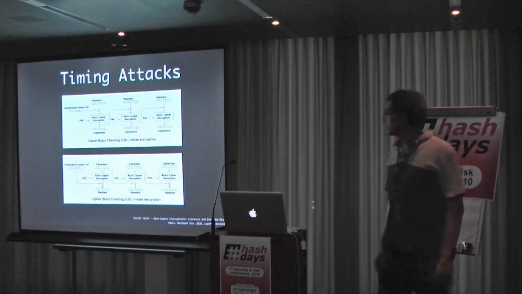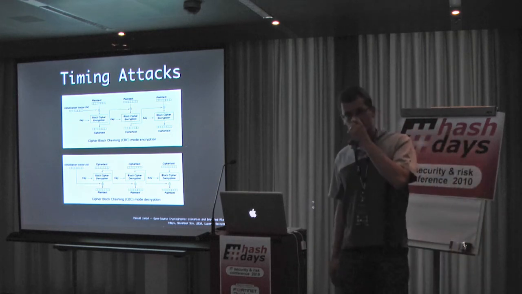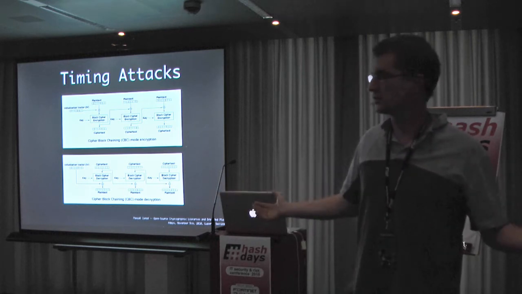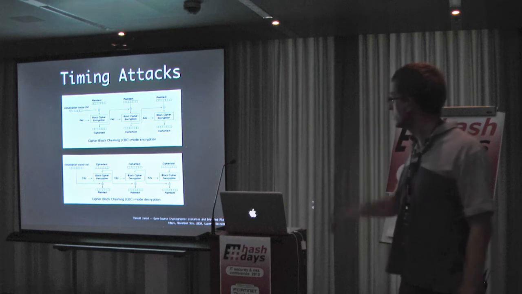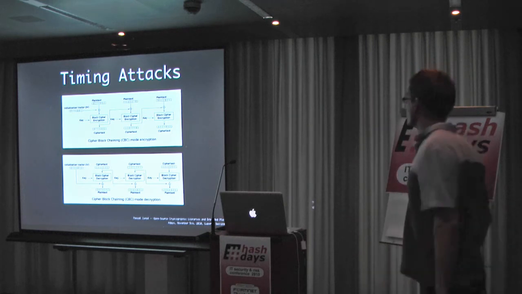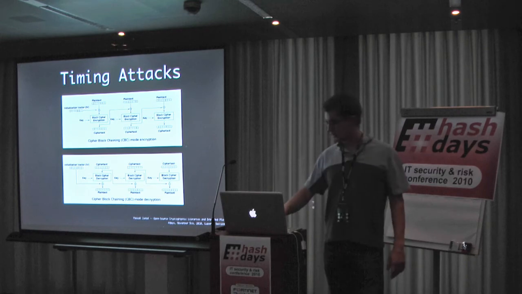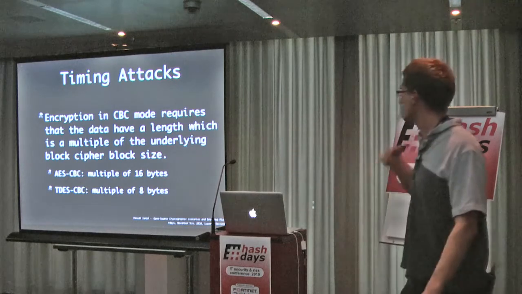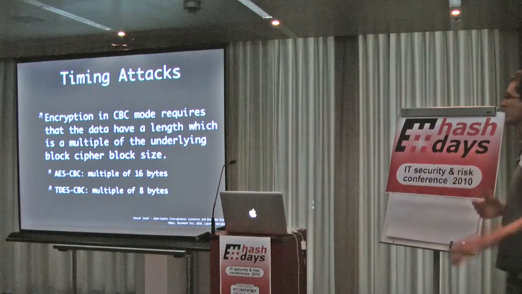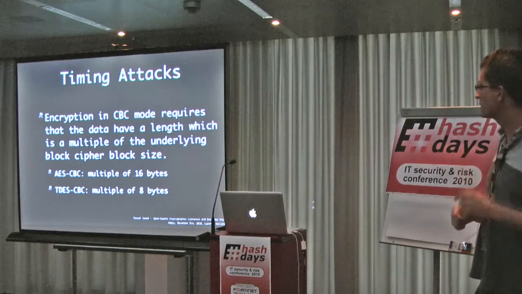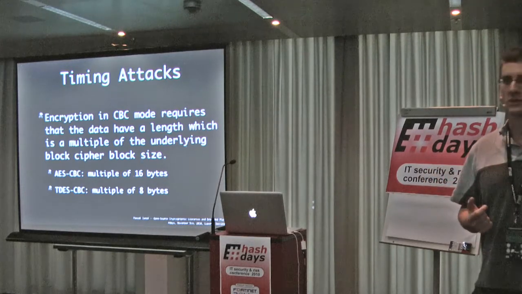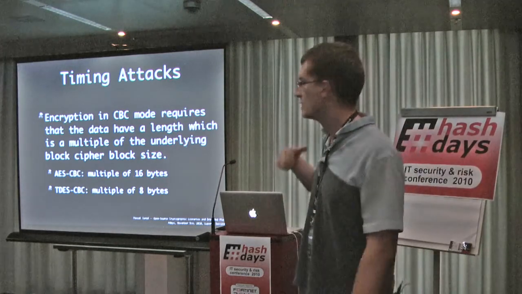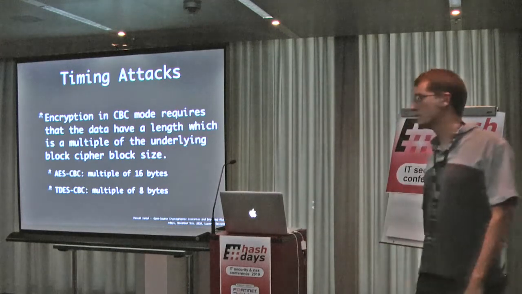We can find timing attacks also in other cryptographic components. Let's take, for instance, the CBC encryption mode, which allows to encrypt large data sets using a small block cipher. And everybody knows about the CBC mode. And basically, there is a small practical issue with the CBC mode. It requires that the data which you would like to encrypt have a length which is a multiple of the underlying block cipher block size. So it has to be a multiple of 16 bytes if you are going to use AES, for instance, or a multiple of 8 bytes if you are using triple DES.